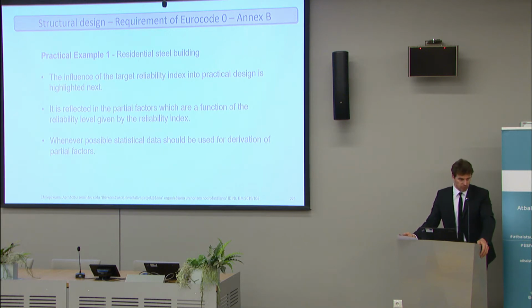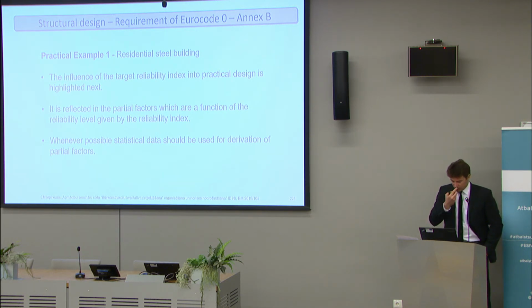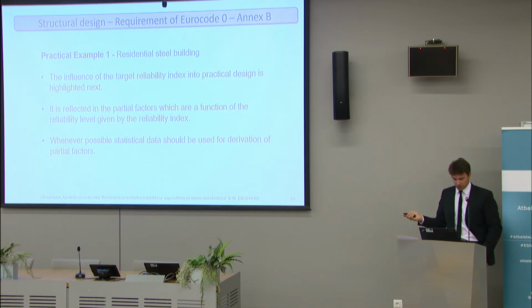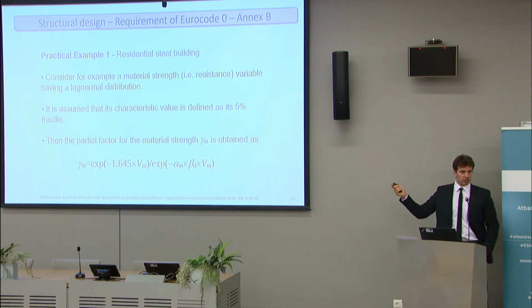I have here a practical example of how you compute a material parameter. It is given mostly by the reliability index, which is 3.8 or 3.3 depending on what we compute. We assume that we know the variance of the distribution. We already performed the test and we know this parameter Vm, the variability. You see we have to know this parameter and this parameter in order to compute gamma m, which is, for example, 1.5 for concrete or 1.15 for steel.